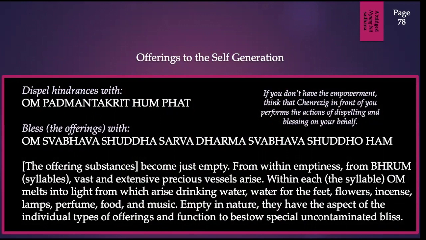The offering substances become just empty. From within emptiness, from Bhrum syllables, vast and extensive precious vessels arise. Within each, the syllable Om melts into light, from which arise drinking water, water for the feet, flowers, incense, lamps, perfume, food, and music. Empty in nature, they have the aspect of the individual types of offerings and function to bestow special uncontaminated bliss.